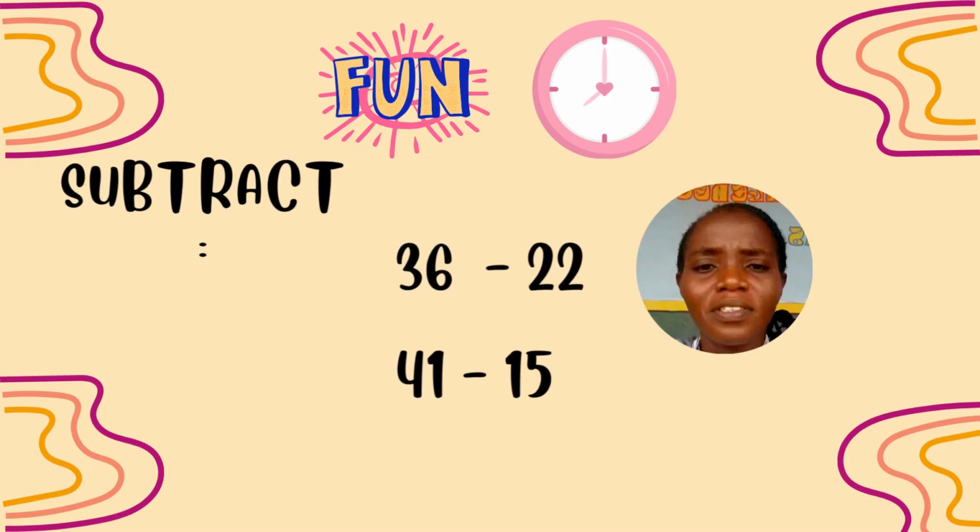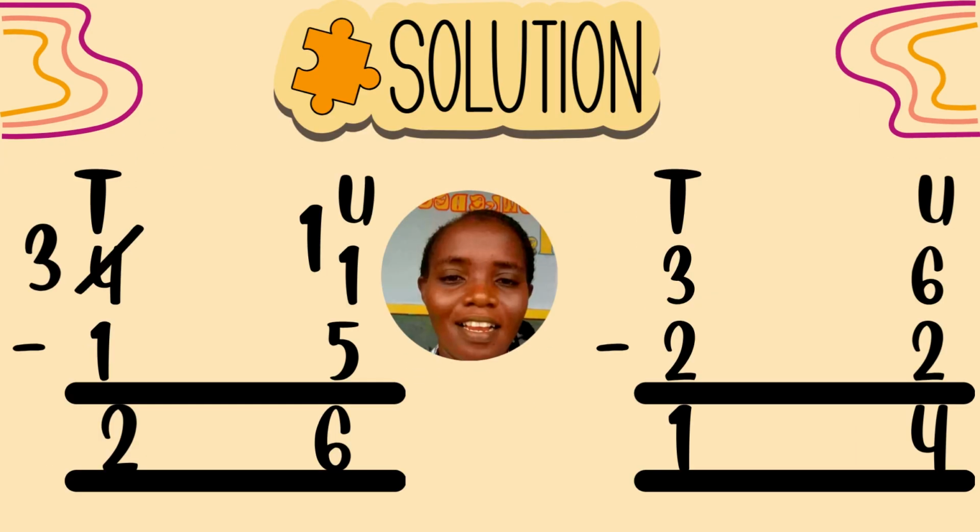Having considered some examples on subtraction of two-digit numbers with and without regrouping, let's quickly lay our hands on a fun activity here on the screen. The first one is 36 minus 22, and the second one is 41 minus 15. Alright, what is my solution, to know if you are actually correct? The first one is 41 minus 15, and the second one 36 minus 22.